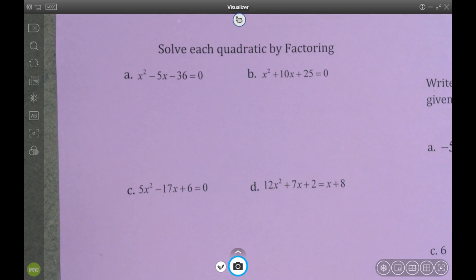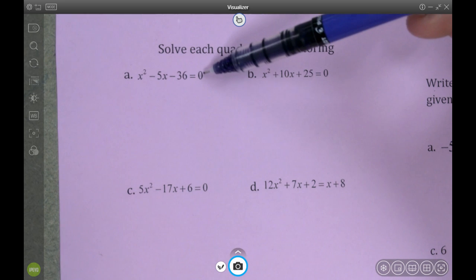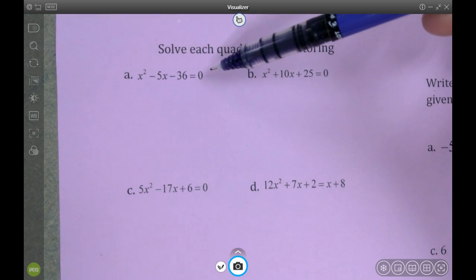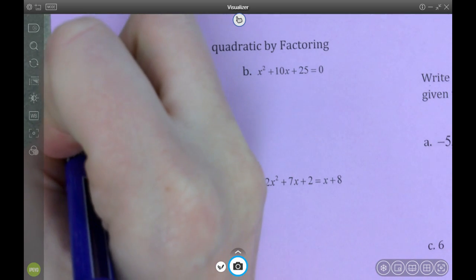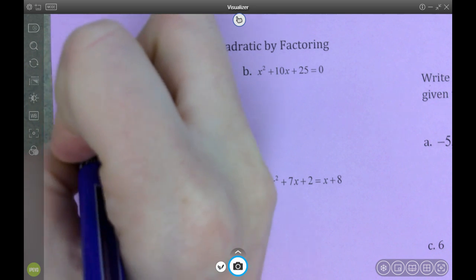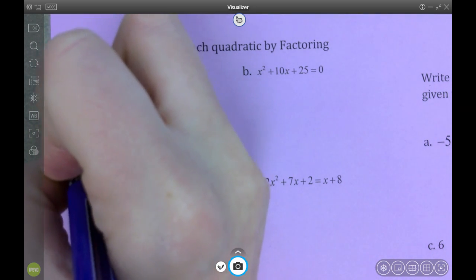We're solving these quadratics by factoring. Okay, so the first step is to make sure it's equal to 0. It is. Good job. Then we're going to factor our expression. So I need factors of negative 36 that add to give me negative 5.